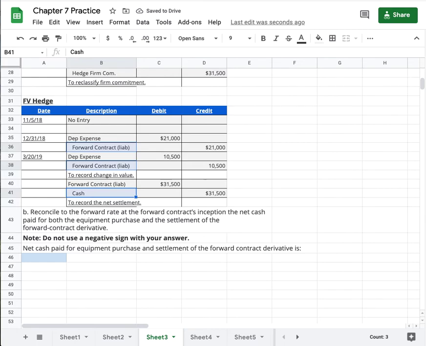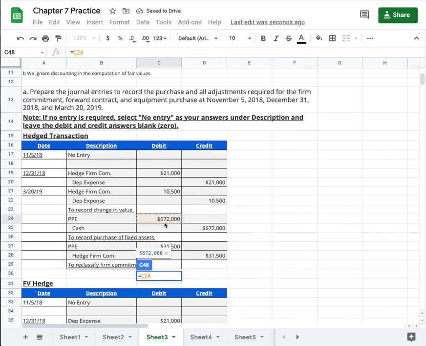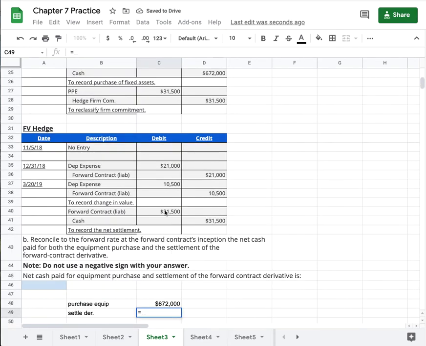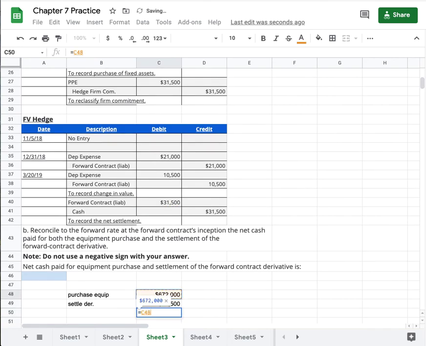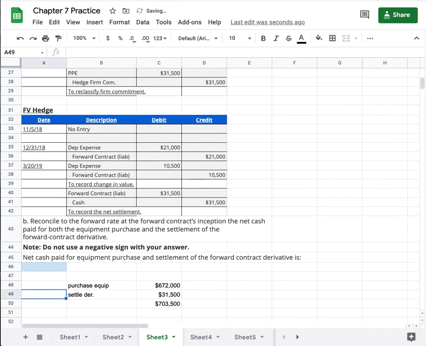B asks us to reconcile the forward rate at the forward contract's inception, the net cash paid for both the equipment purchase and the settlement of the forward contract derivative. So the net cash paid for equipment purchase and settlement of the forward contract derivative is blank. We have our purchase of the equipment and then our settlement of the derivative. And the equipment was $672,000. The settlement was the $31,500 for a total of $703,500.